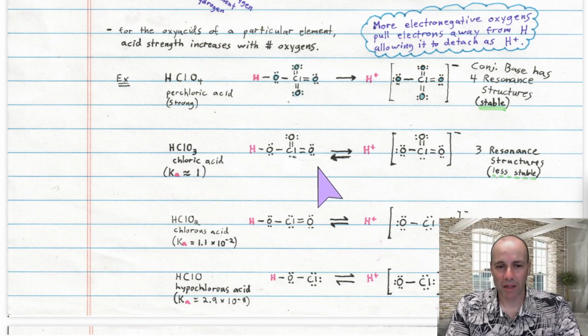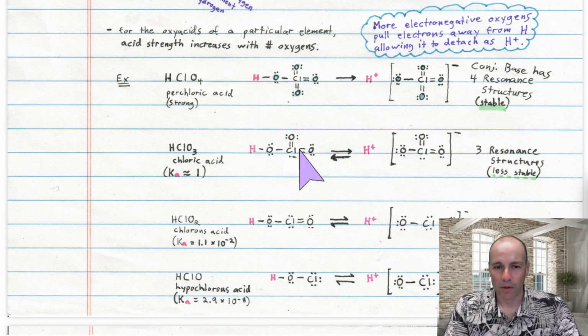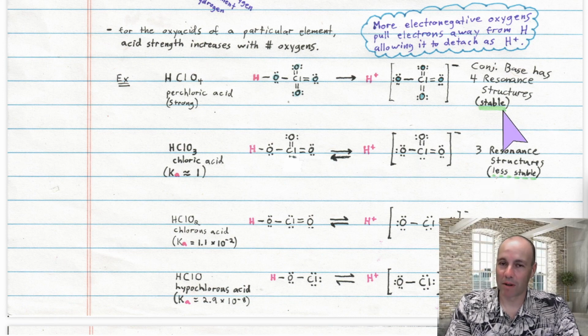Chloric acid has this resonance structure. There's only 3 oxygen atoms here, so they're not pulling the electrons over towards this side as much as up there, but that's still 3 oxygens, and this hydrogen can detach pretty easily. And so, this would be the conjugate base anion that's formed, and this time there would only be 3 resonance structures. So it's not as stable as that one up there.